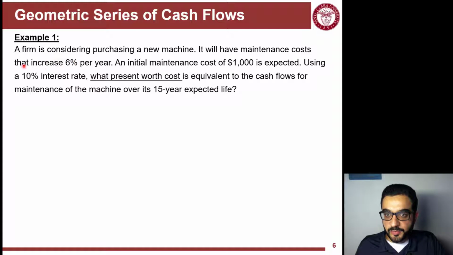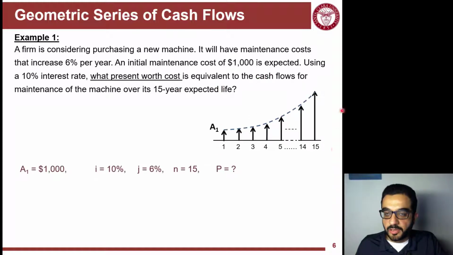So let's see this example. This firm here is purchasing a new machine. Maintenance costs increase 6% per year. So that's not a time value of money. It's the amount of increase of the maintenance from year to year. And initial maintenance cost is expected to be 1,000. Now this is the time value of money. The interest is 10%. What is the present worth of this if the machine will live for 15 years? So that will be the cash flow.